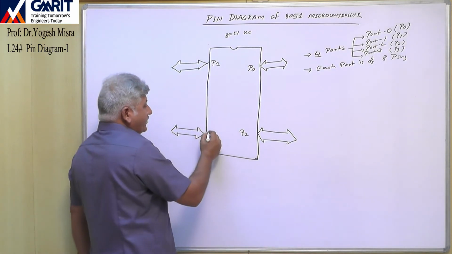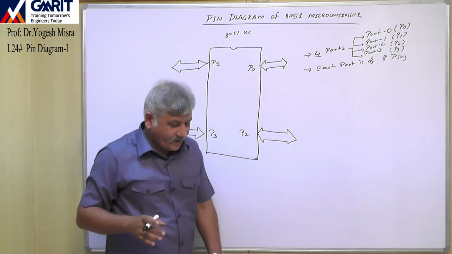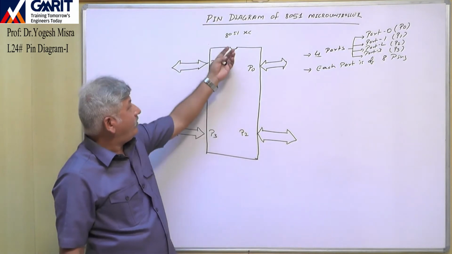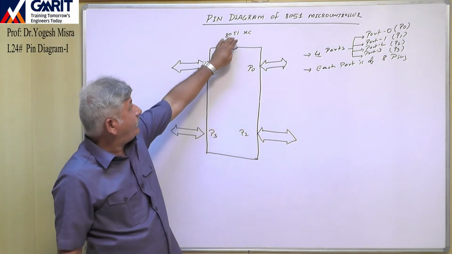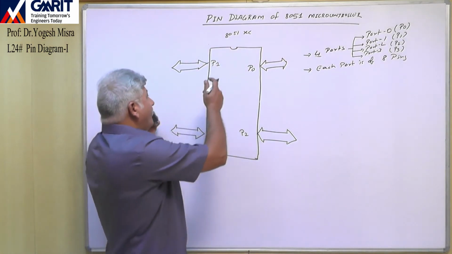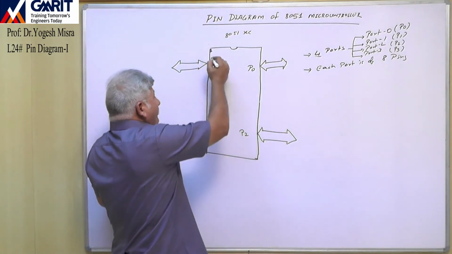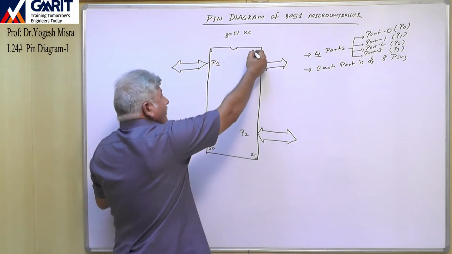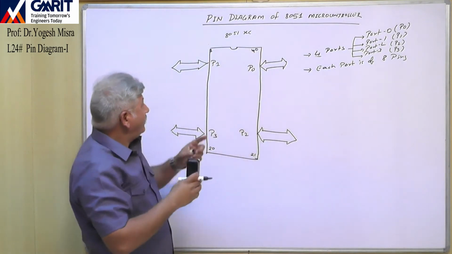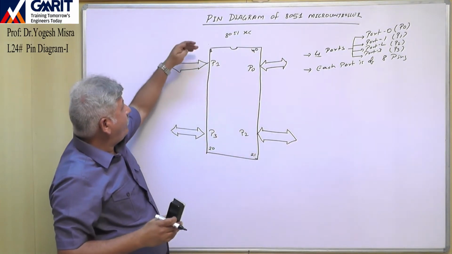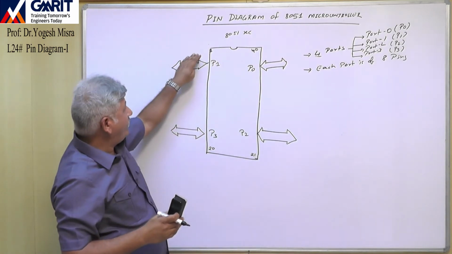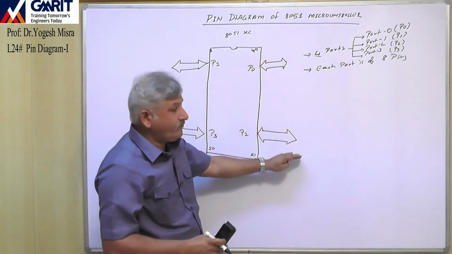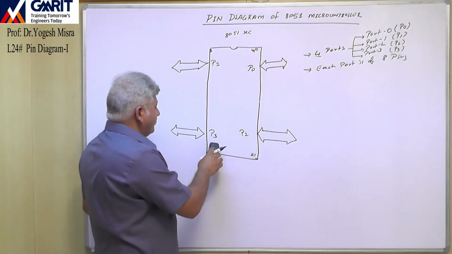I am drawing these ports exactly the way they appear in the IC. If you take this IC from this notch, here you will find pin number 1 up to pin number 20. From here, pin number 21 up to pin number 40. So this side you will find port 1 and port 3, 8 pins of port 1 and 8 pins of port 3. And this side you will find 8 pins of port 0 and 8 pins of port 2.